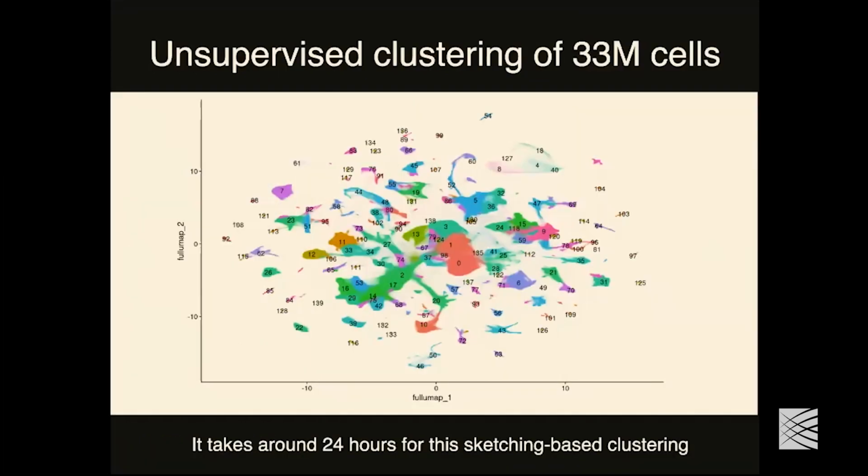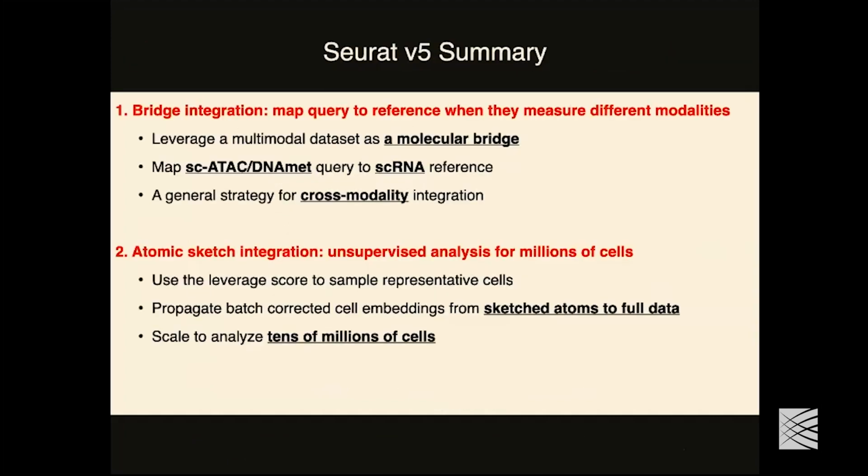For example, like the mouse embryo data, we don't do any batch correction. We just sketch and project them. And you can see this is our sketch integration based on the leverage score. It's a framework that can analyze millions of cells. The leverage score sampling can get the representative cells and maintain the gene covariance matrix of the original data. And right now it's scalable to analyze tens of millions of cells.